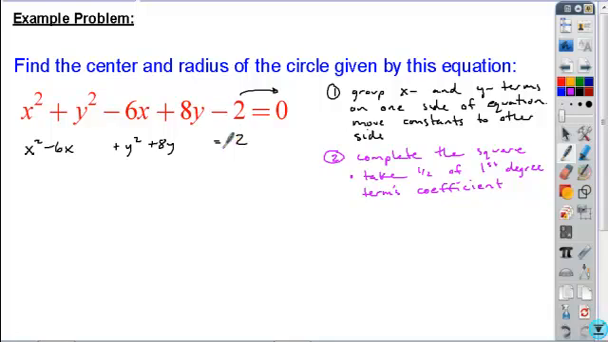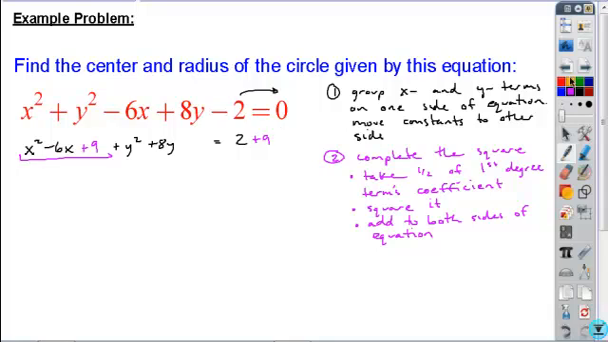Okay, so you're going to take 1/2 of the first degree term's coefficient. So in that case, for the x's, what is 1/2 of -6? -3. You're then going to square it. So what is -3 squared? 9. And then you're going to add it to both sides of the equation. So when we complete the square here, we take 1/2 of -6, which is -3, square it, we get +9. Since we added it to the left side of the equation, we need to balance the equation by adding it to the right side as well.